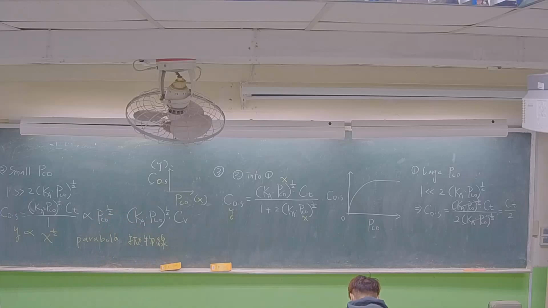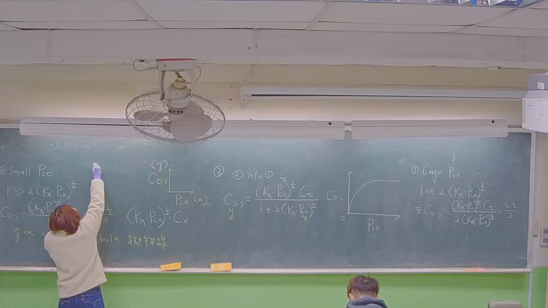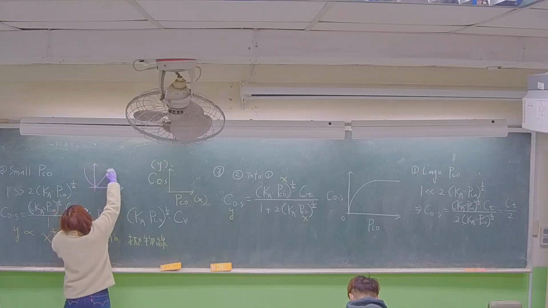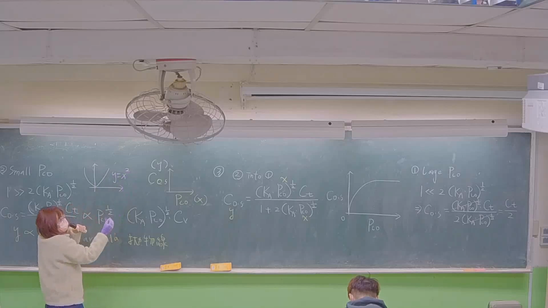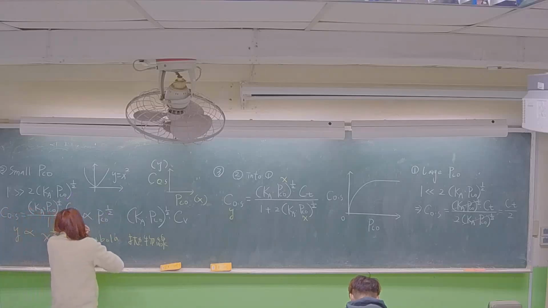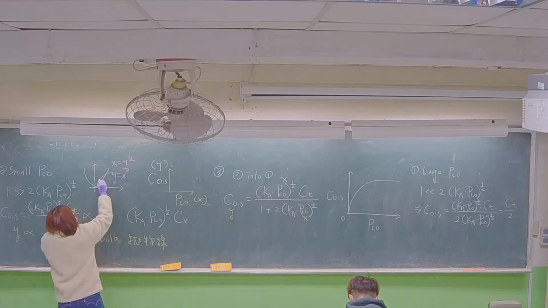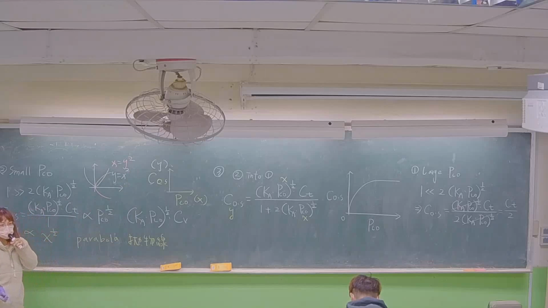Parabola, 抛物线. You may be more familiar with this from junior high school. I think maybe you have learned this, right? The first curve is like this. And if you change these two, the curve will be like this.